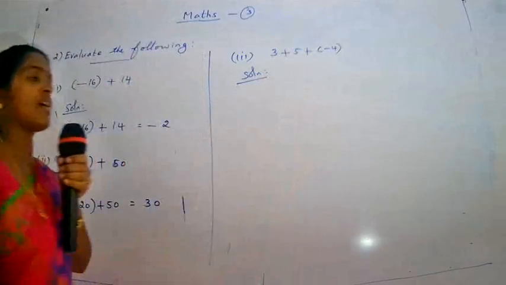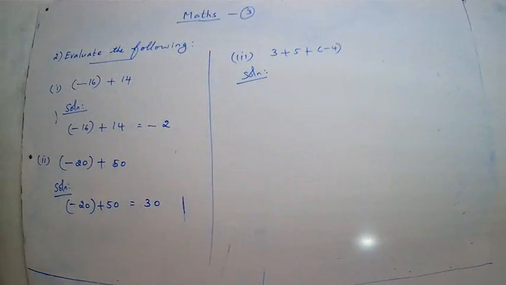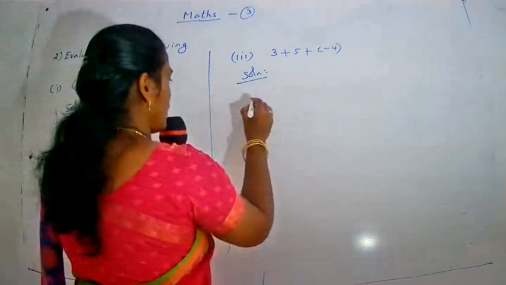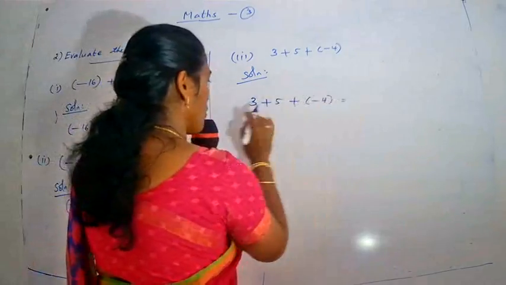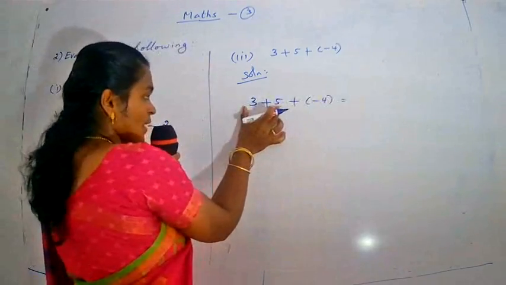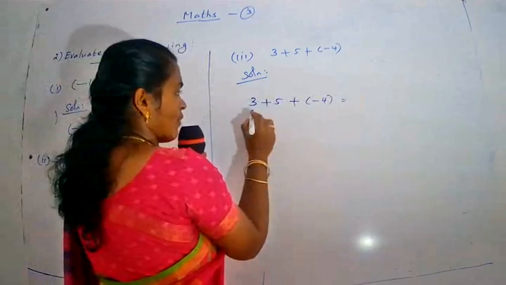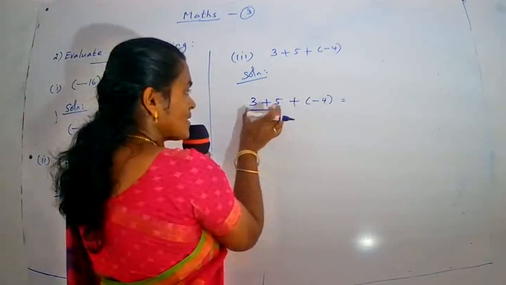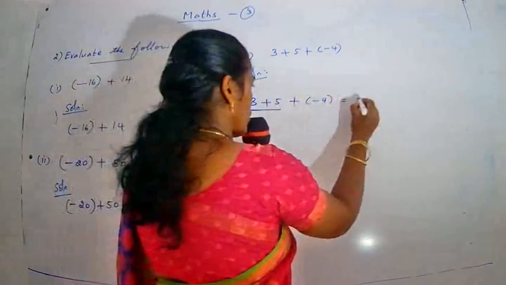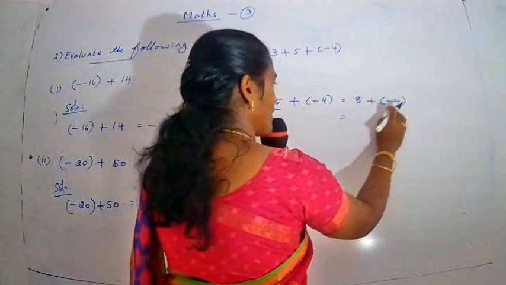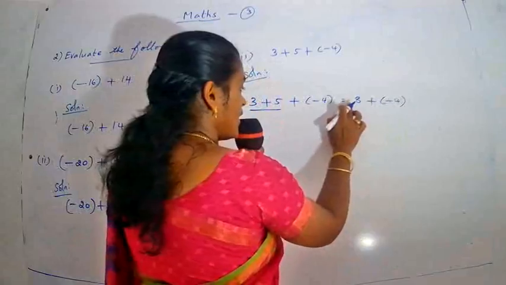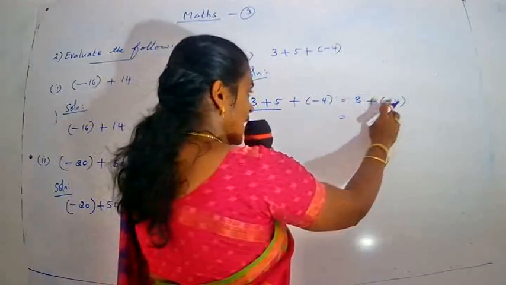Now three integers are there: 3 plus 5 plus minus 4. It's also so easy. First we add these two integers, 3 plus 5, which is equal to 8. Then 8 plus minus 4. Now you see this is positive, this is negative.